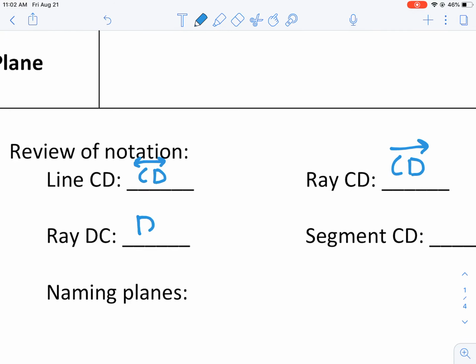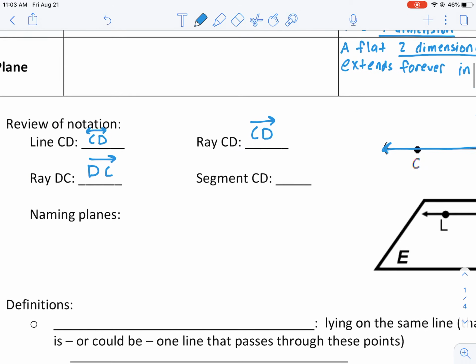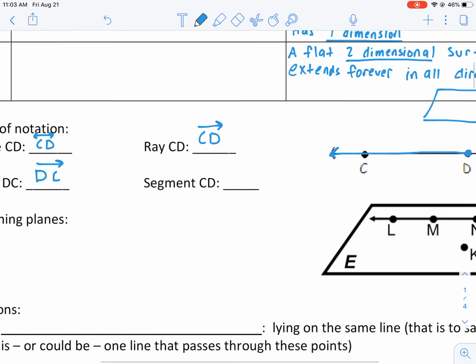So if we're talking about ray DC, all right, that means now we're starting at D and then going in the direction of C. So think about how that might be different. So I'm gonna erase this. Now we're starting at D, all right, we're starting over here, and our arrow is going out to the left. So that's a different ray, right? It occupies a different point in space than ray CD did. So for a ray, it's important to have the starting point.